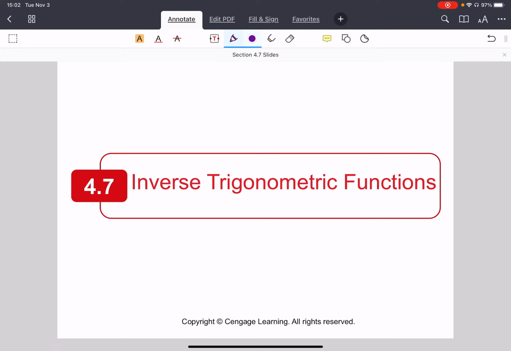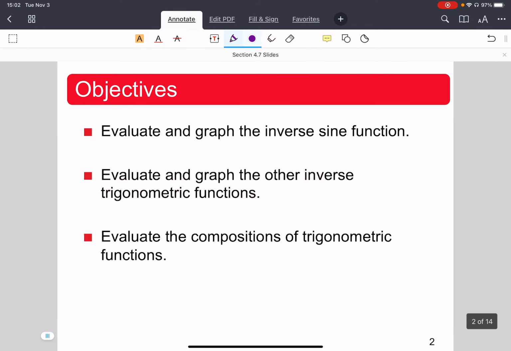In this lesson, I will talk about inverse trigonometric functions. Specific objectives of this lesson are: evaluate and graph the inverse sine function, and evaluate and graph other inverse trigonometric functions such as arcsine, arccosine, and arctangent, and then evaluate compositions.